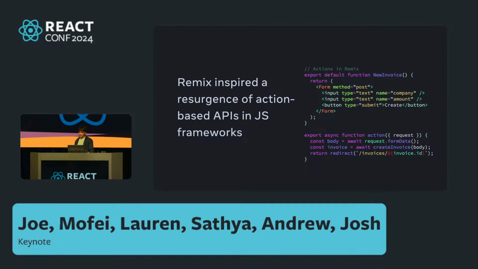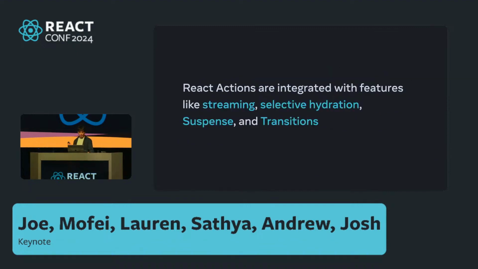But if action-based APIs already exist in React frameworks, why are we building them into React? We think we can take actions even further by integrating them directly into React features like streaming SSR, selective hydration, suspense, and transitions, all while maintaining React's obsessive insistence on composability. Our goal is to provide a core primitive that frameworks like Remix, Next, and Redwood can build on top of, the same way they currently build on features like streaming and suspense.